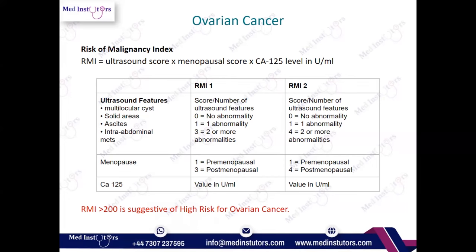Sometimes they ask you a question, they may mention the ultrasound score and menopausal score and ask you about the third option, like which other thing we need to calculate RMI. Sometimes they may mention CA125 or ultrasound score and skip the menopausal option. In that case, you need to choose the menopausal score. Anyways, just remember you have to complete 3 things. You have to multiply 3 factors, which are ultrasound score, menopausal status, and CA125 level. That's it. This is easy. I don't think anyone found this topic difficult.